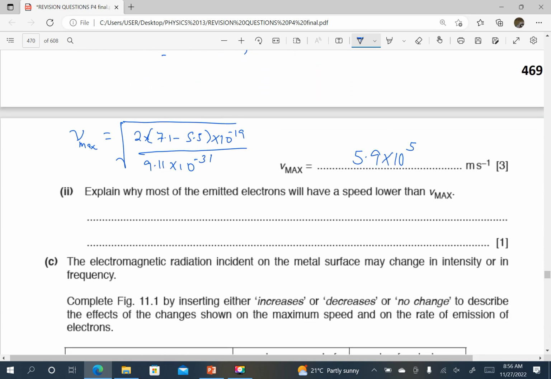Explain why most of the emitted electrons will have speed lower than the maximum. Remember, not all electrons in atoms of the metal surface reside on the surface. Some electrons reside below the surface. Remember, the energy of the photon is first used to bring those electrons below the surface to the surface. And then when they are at the surface, the excess energy gives them kinetic energy. So since most of the electrons do not reside at the surface, they will have energy less than the maximum kinetic energy. It is only the surface electrons which have maximum kinetic energy.